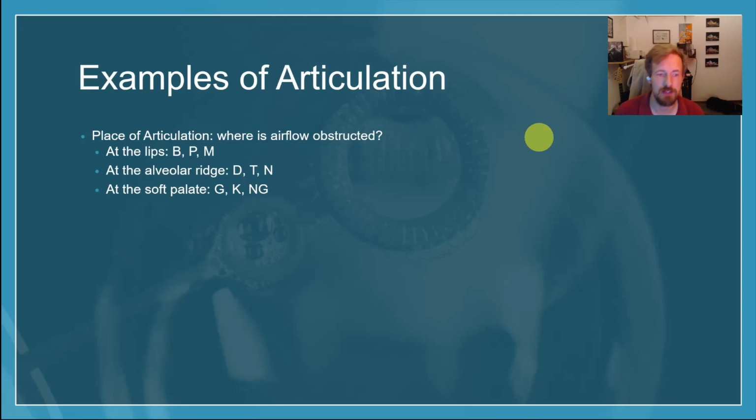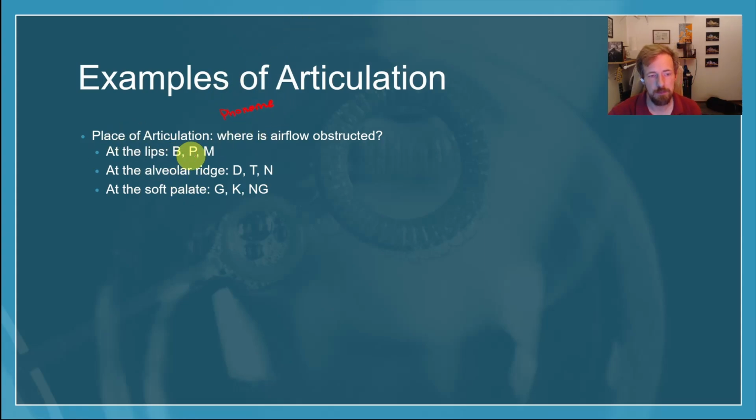So let me give you an example. And the book kind of talks about this in 3 different categories of how we articulate things. So the first question is, where is airflow obstructed as it is leaving your mouth? That's known as the place of articulation. So it could be at the lips, and that's true for phonemes of B, P, and M. And when I say phonemes, a phoneme is just a unit of sound that is created from a speaker. I think of it as like a syllable, essentially.